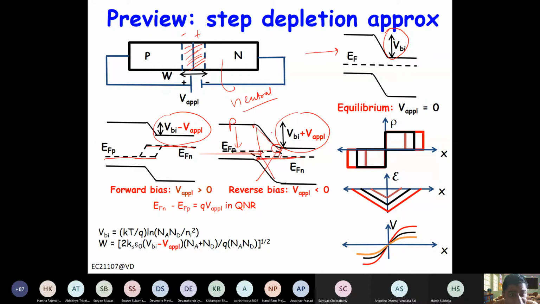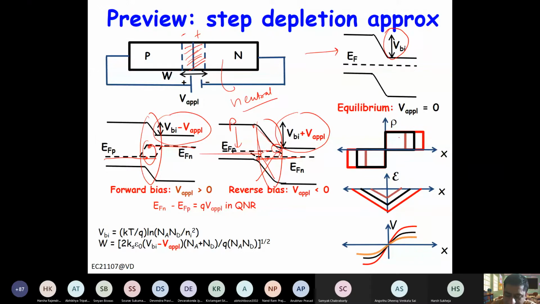But their product is not Ni square. Their product will be related to the exponential of the difference of these two Fermi levels. Let's say inside this depletion region, you want to write the n and p expressions, right? The expression for n will have this Fermi level, the expression for p will have this Fermi level, right? So when you take the product, it will be the difference of these two Fermi levels. So in forward bias, this will be increased. In reverse bias, it will be decreased.